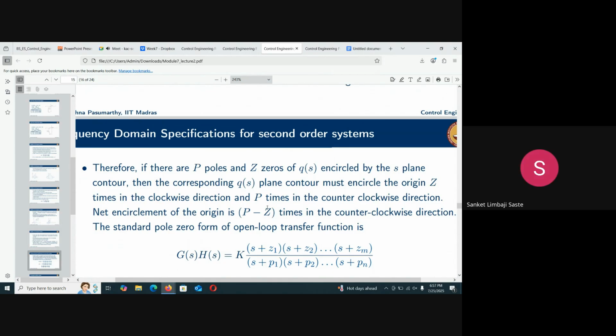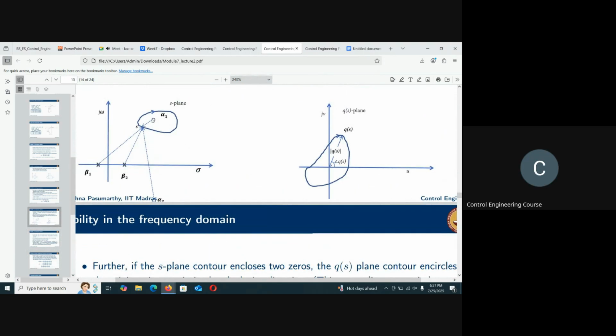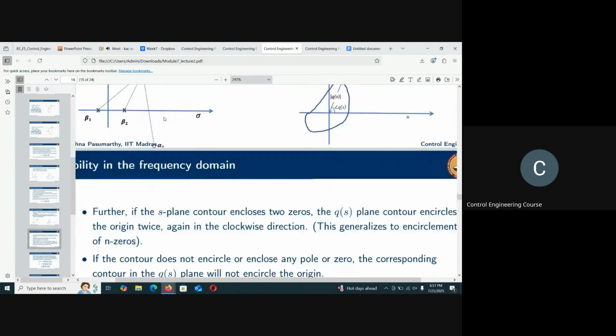Correct? For example, for this diagram here, beta 1, beta 2 don't matter because they are not inside the contour. This contour doesn't encircle them. It encircles only alpha 1. So here P is 0 and Z is 1. So the number of counterclockwise encirclements is 0 minus 1, which is minus 1. Saying counterclockwise is minus 1 is the same as saying clockwise is plus 1. A counterclockwise encirclement is the negative of a clockwise encirclement.